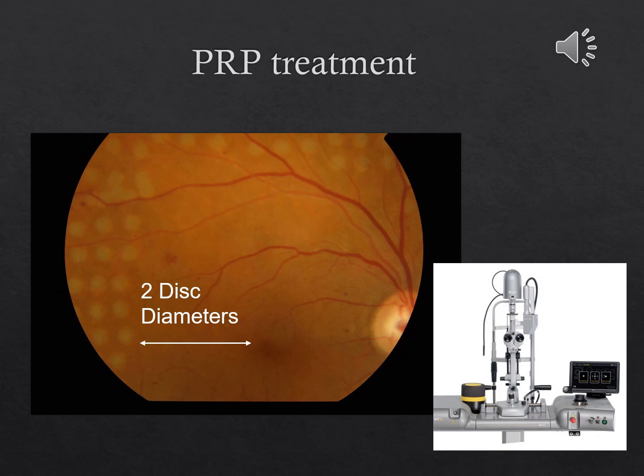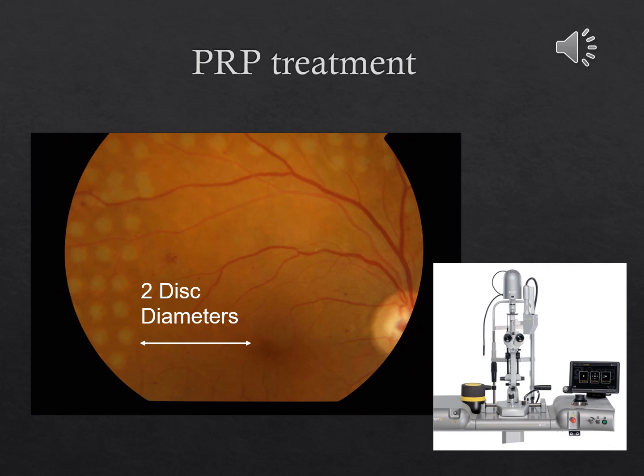This is an example of what the PRP scars will look like after applying the laser. Remember, you can treat up to 2 disc diameters from the fovea in the temporal region. It is important to treat right up to the arcades, superiorly and inferiorly, to provide adequate treatment.